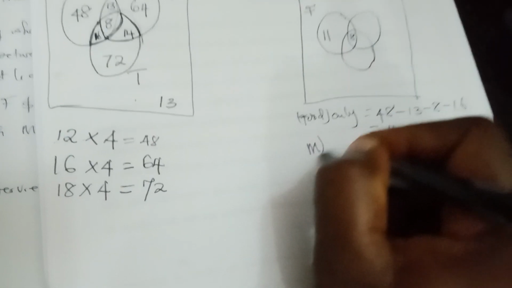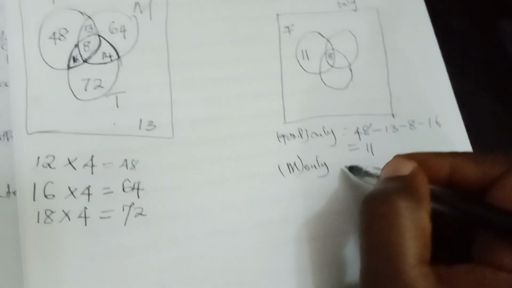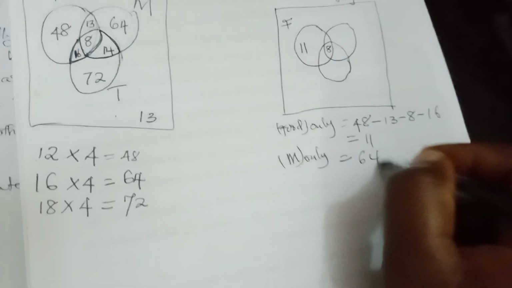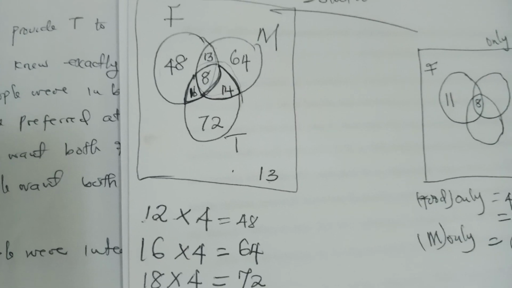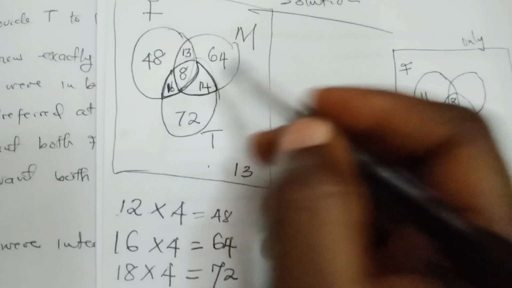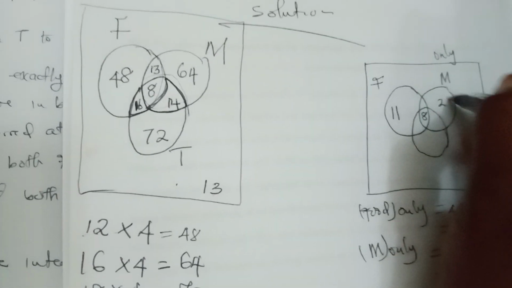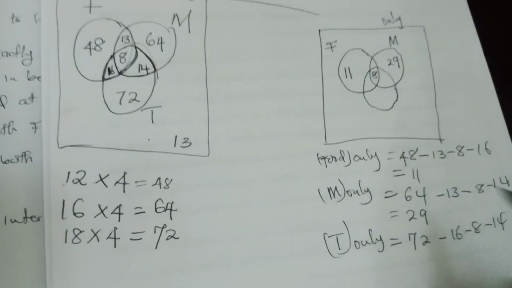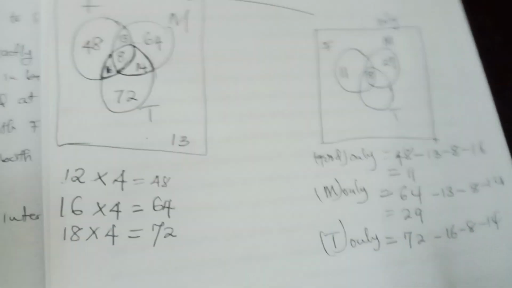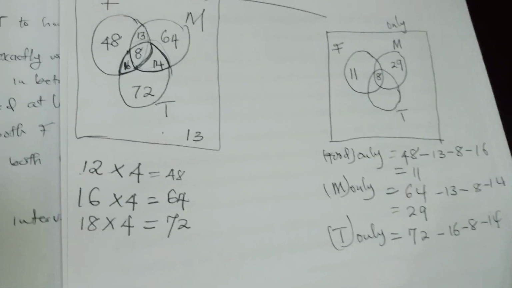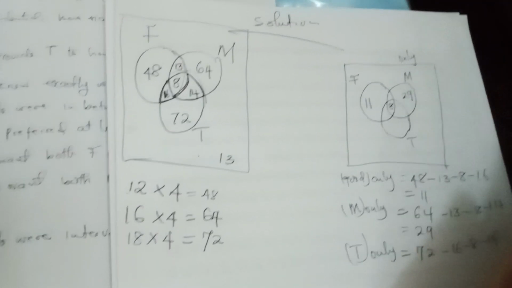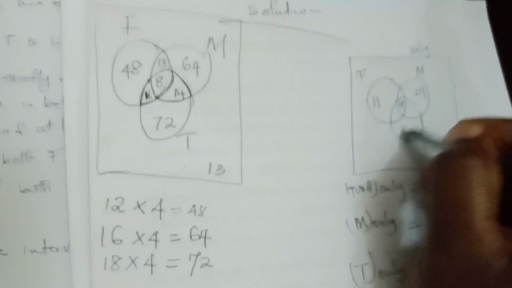So we are going to use the same way, and we get money only. Money only is 64 minus 13. Remember the circle is there, minus 8 minus 14, all the numbers in M. And you end up with 29. So those that wanted money only were just that, 29. The same thing for transportation: if you say 72 minus that, minus that, minus that, you are going to end up with 34. Just cross-check that to be sure.